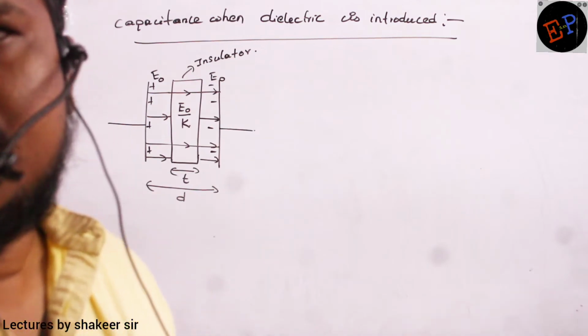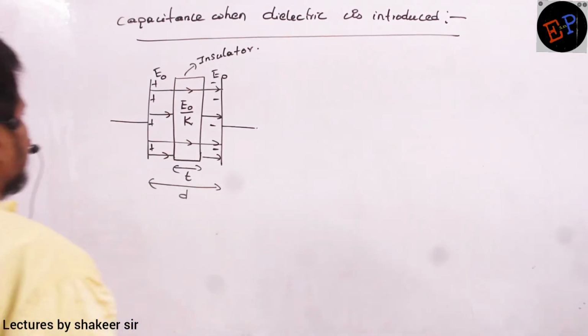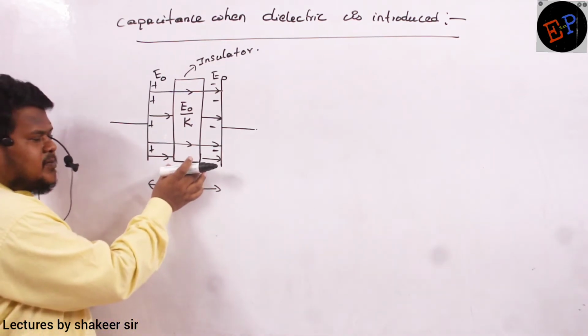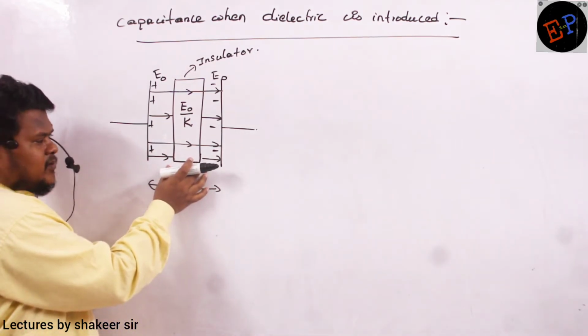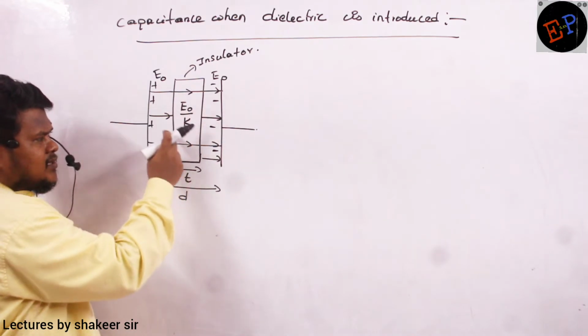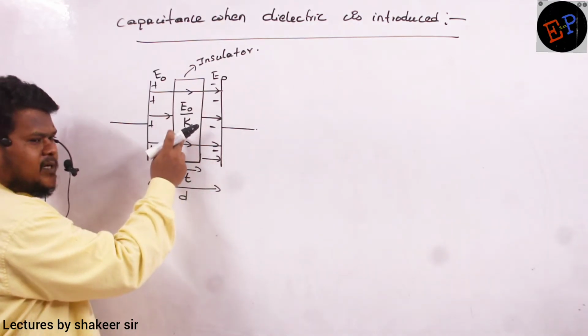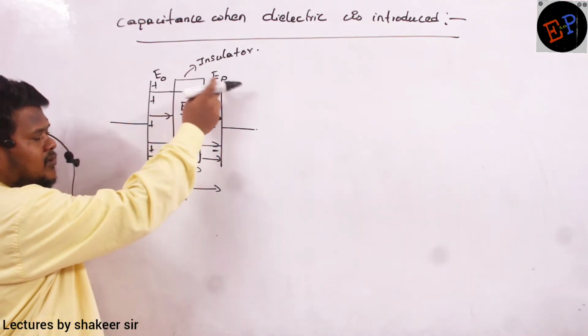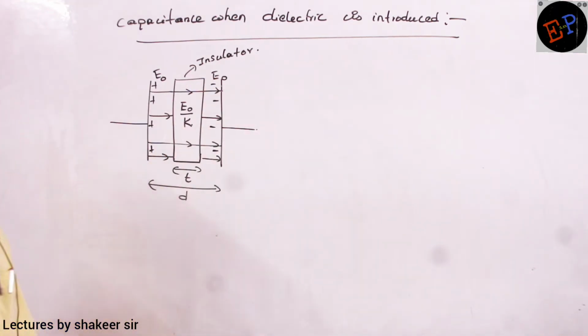Now in the second condition we are introducing a dielectric. What is meant by dielectric? Already we have studied, no? When you place a dielectric, what happens to the electric field inside the dielectric? It reduces by k times, whereas in the remaining gap, that electric field is E naught only. Are you able to understand?